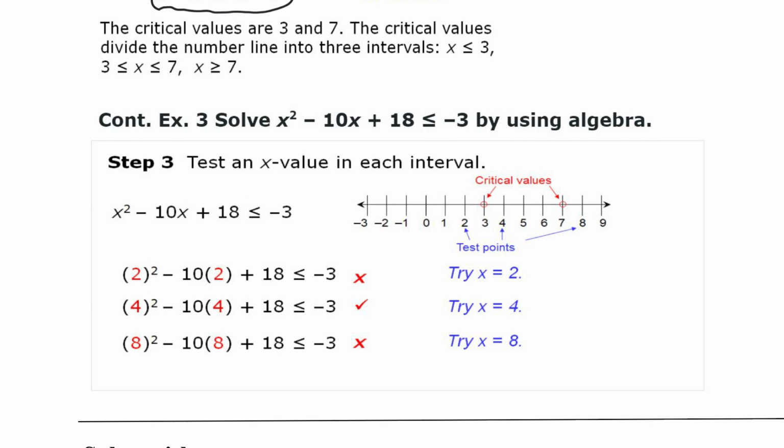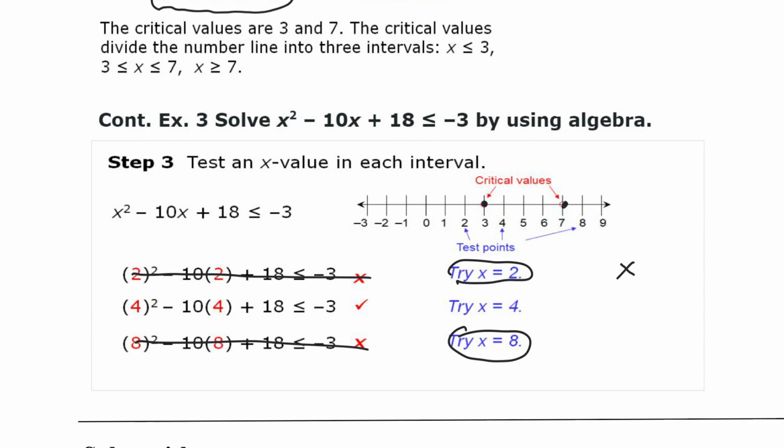Of course, we're going to say they're equal. So we try points to the left of 3, so we try 2. And we try points to the right of 7, which we say 8. Those failed. The only one that worked is 4. So our answer is between 3 and 7.